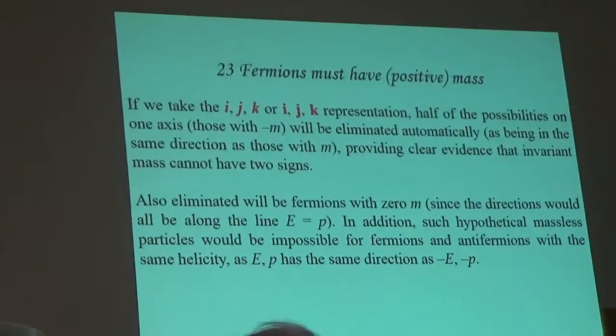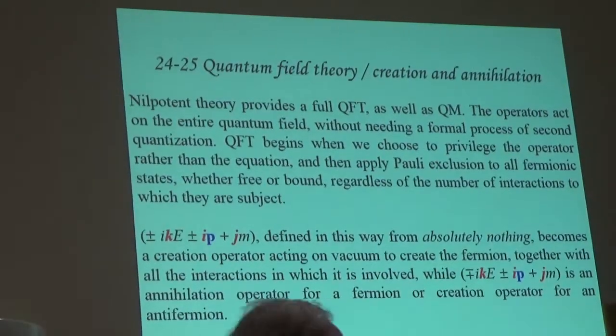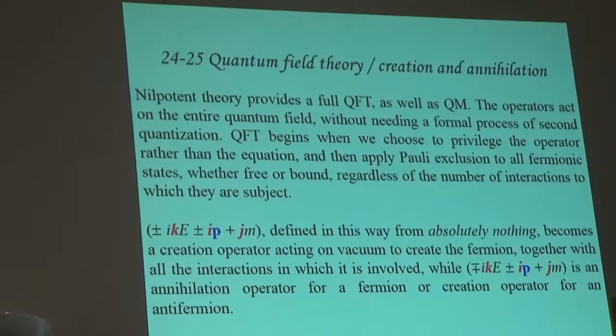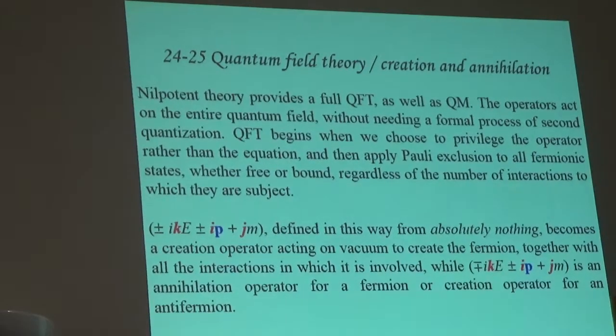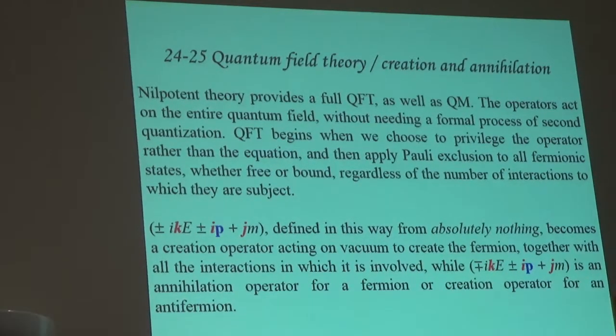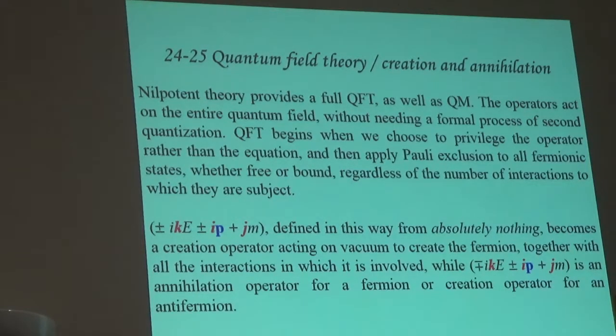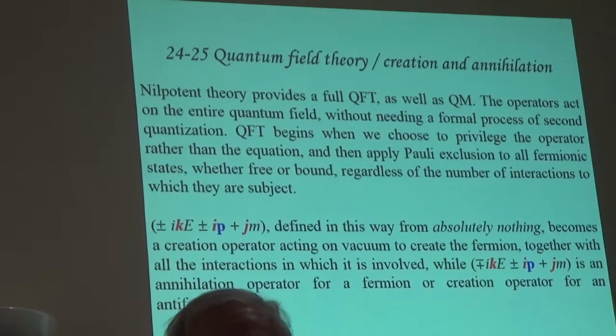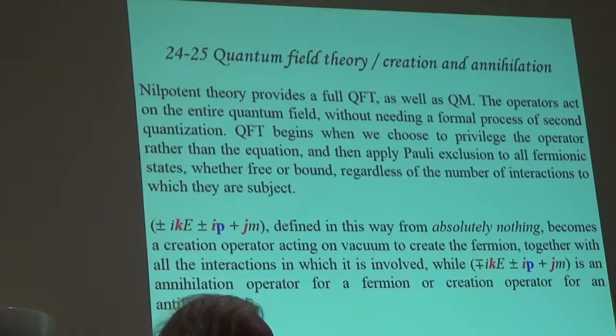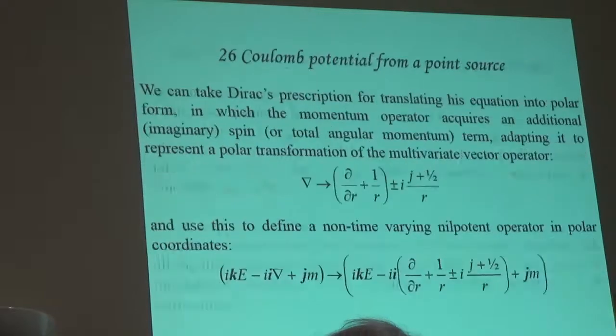And then there's various other things you can get from that. And I say that nilpotent theory provides us with a proper quantum field theory. You can do the whole of quantum field theory without having to do all this second quantization and all that nonsense. And we get creation operators immediately. These are creation and annihilation operators, fermion, antifermion, immediately. And you don't need that A dagger, you've got them already. Don't need them at all.